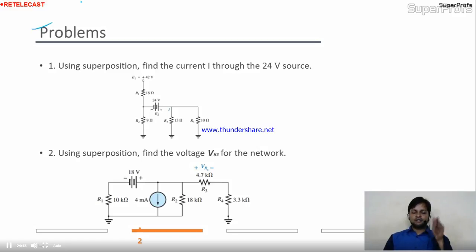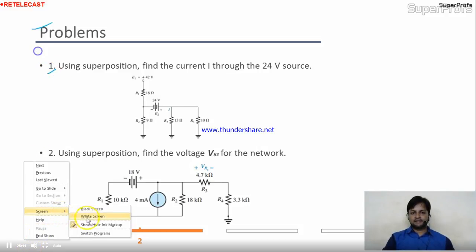Now we'll start the problems. We'll see some high level problems and we'll take some GATE level problems also. So again, if you have any doubts in the circuit theorems, I'll resolve all your doubts here in the problem section. Okay friends, so we'll take this circuit first.